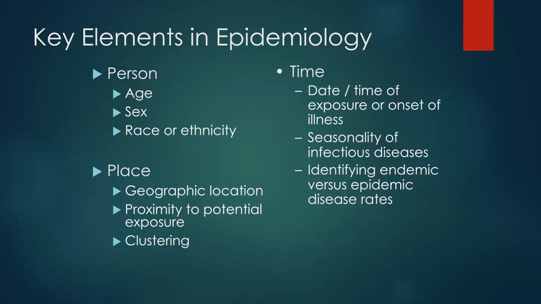These place descriptions can help epidemiologists to determine whether an outbreak is occurring and whether it's an epidemic or a pandemic. The time element can be date or time of exposure or onset of illness, seasonality of infectious diseases, and identifying endemic versus epidemic disease rates.